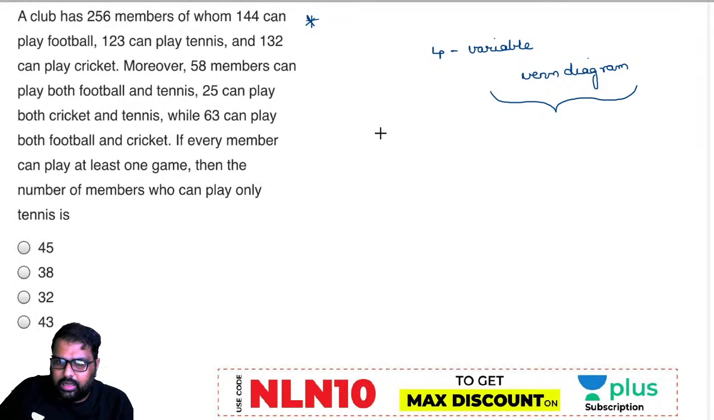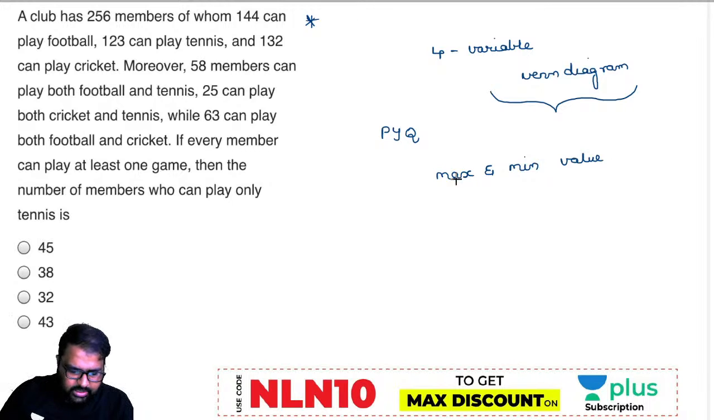Tomorrow I will solve all the PYQs of maximization and minimization, max and minimum values, which is very important in your examination, right? So to boost your confidence, I have already solved all the PYQs for you.